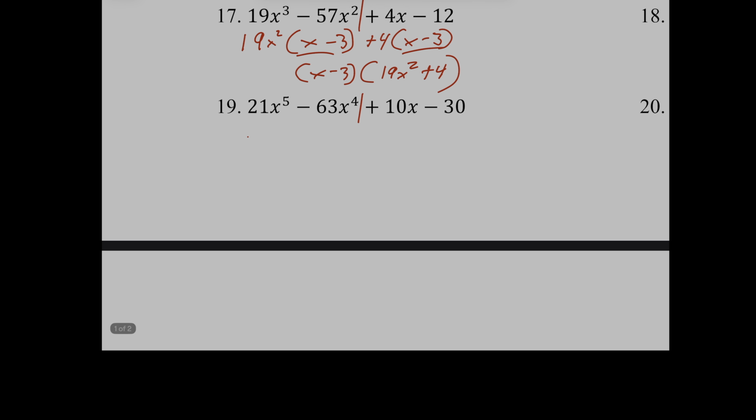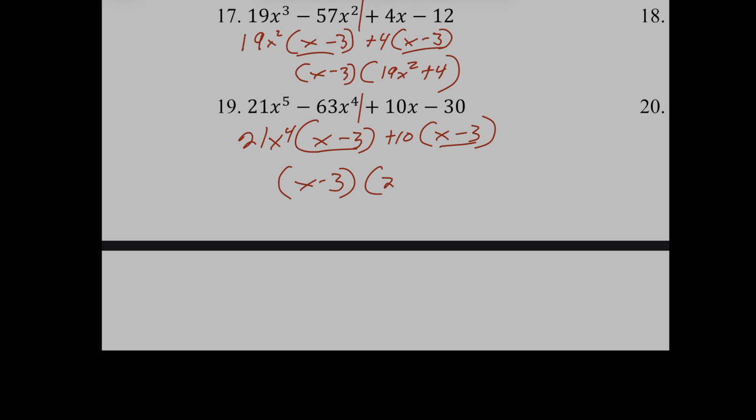I love that. Okay, I'm going to pull out a 21x to the fourth, and I'm left with an x minus 3. On the second half, I can pull out a positive 10, and I'm left with an x minus 3. Look, they're the same. Pull it out. What's left over? 21x to the fourth plus 10.